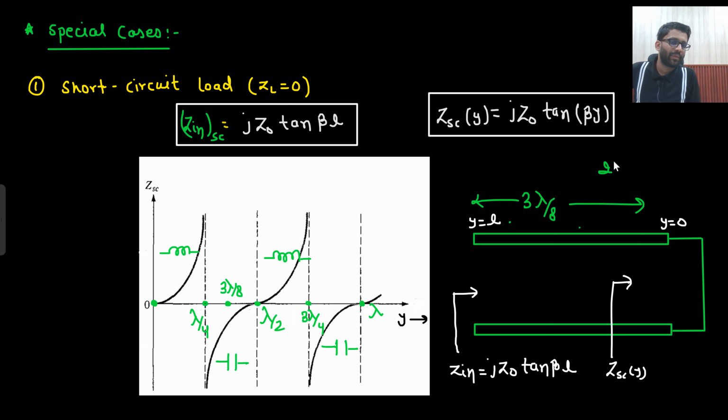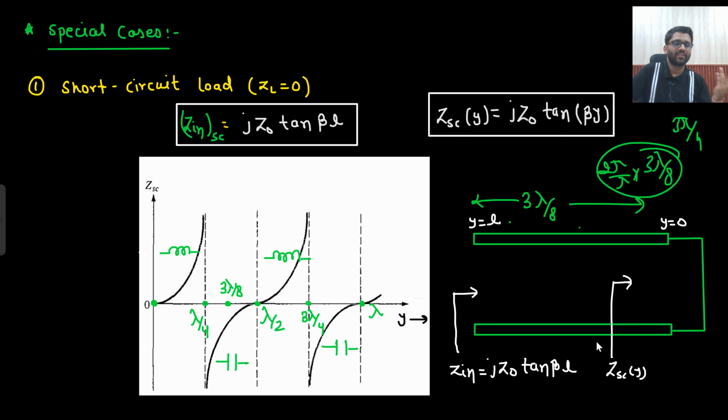You can simply put 2 pi by lambda into 3 lambda by 8. You don't need to mug it up. In the examination you will put that in and get the value of tan of this. This is 3 pi by 4, so you will get tan 3 pi by 4, that is minus 1. Then you will know that the nature is capacitive. So these kinds of questions can be asked: your load is shorted and if you walk some distance, what kind of nature you will get. Very important concept.